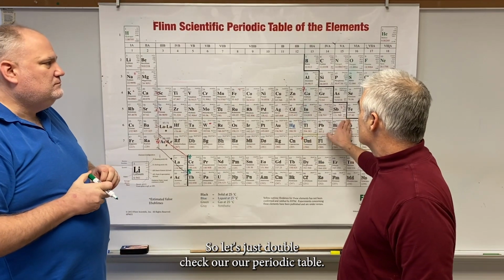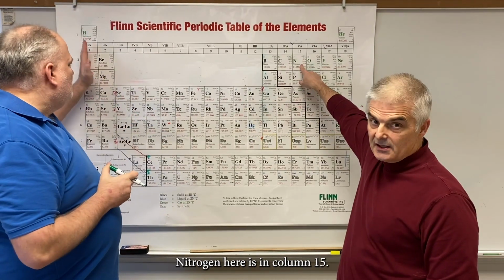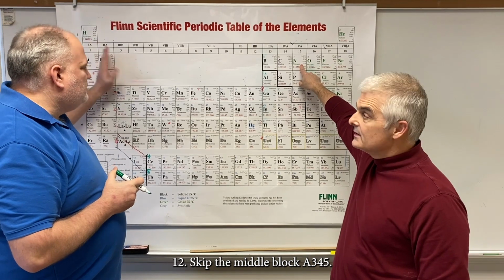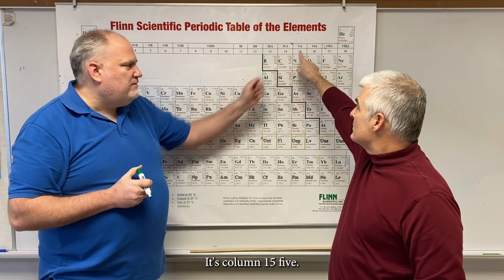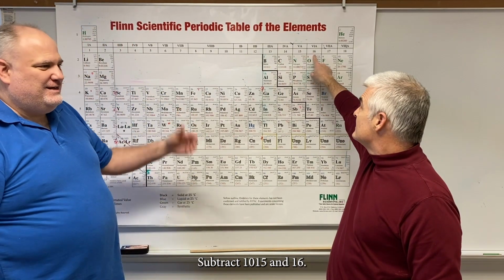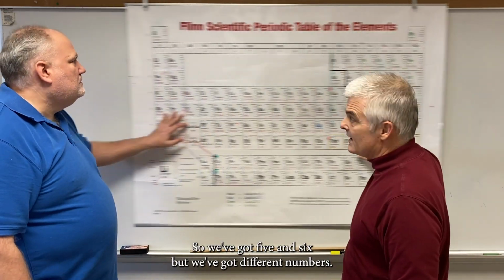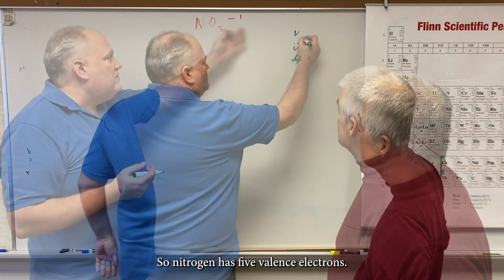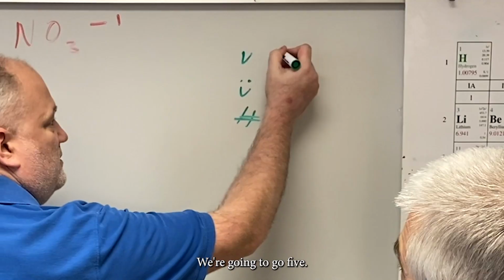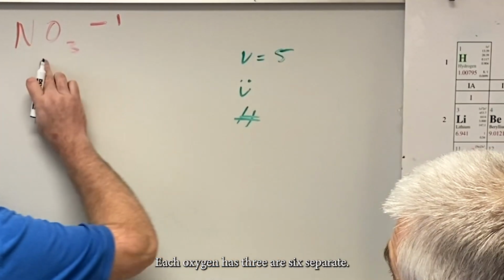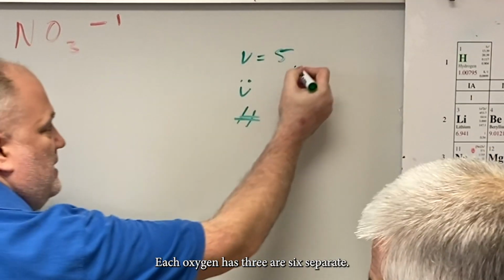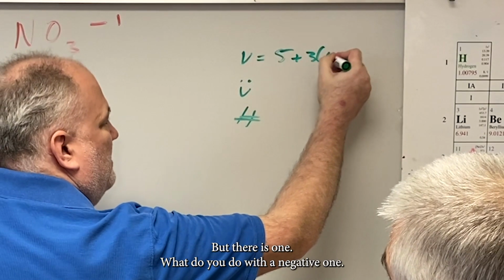So let's just double check our periodic table. Nitrogen here is in column 15, so it's 5. 1, 2, skip the middle block, 3, 4, 5. By the way, if it's column 15, subtract 10. And O is column 16, or 6. So we've got 5 and 6, but we've got different numbers. So nitrogen has 5 valence electrons, so we're going to go 5. Each oxygen has 6, and there's 3 of them, so 3 times 6. But there is one thing. What do we do with the -1?